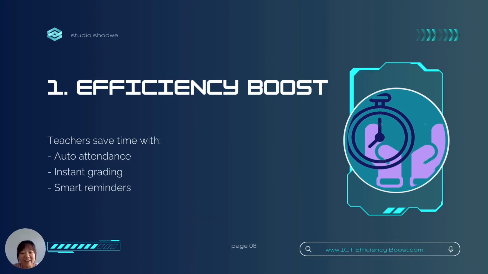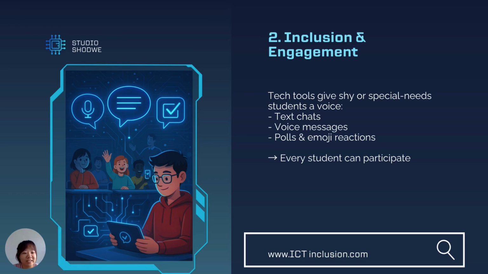Okay, now next, inclusion. Let's be honest, not everyone likes speaking in class. Some students are shy, and some students can't react immediately. They need more time to process, more time to think. But technology gives more ways to join in. For example, text chat during lessons, voice messages, online polls, or emoji reactions.